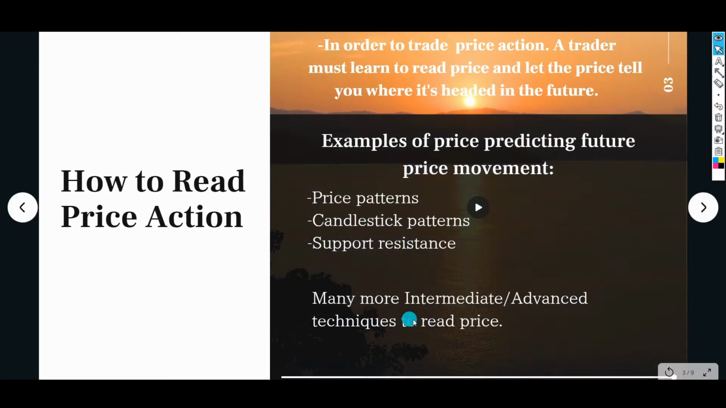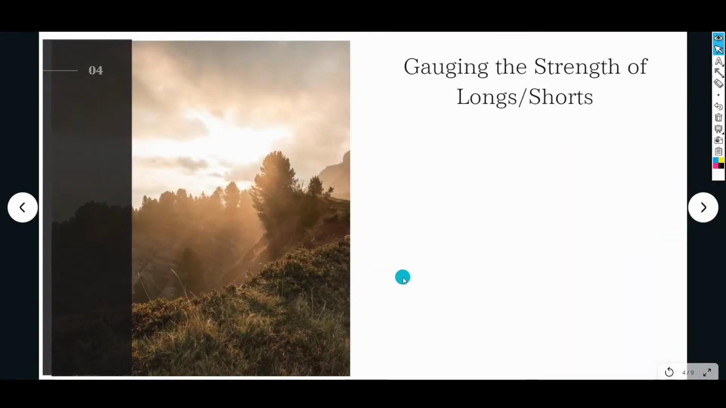And there's many more intermediate and advanced techniques to read price. And I'll be going through those in the future in these lessons. All right. Let's keep going.